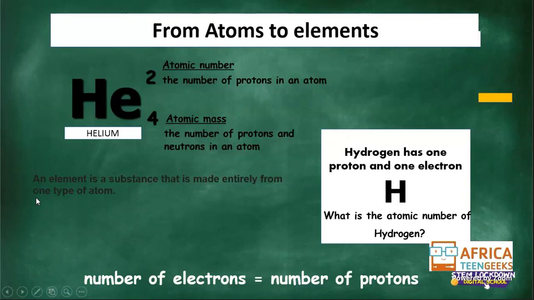An element is a substance that is made entirely from one type of atom. Okay, so that would be a pure substance. So the number of electrons, you must really remember this as I have here in the bottom. The number of electrons is equal to the number of protons. That's in pure substances. Now let's look at the carbon atom.